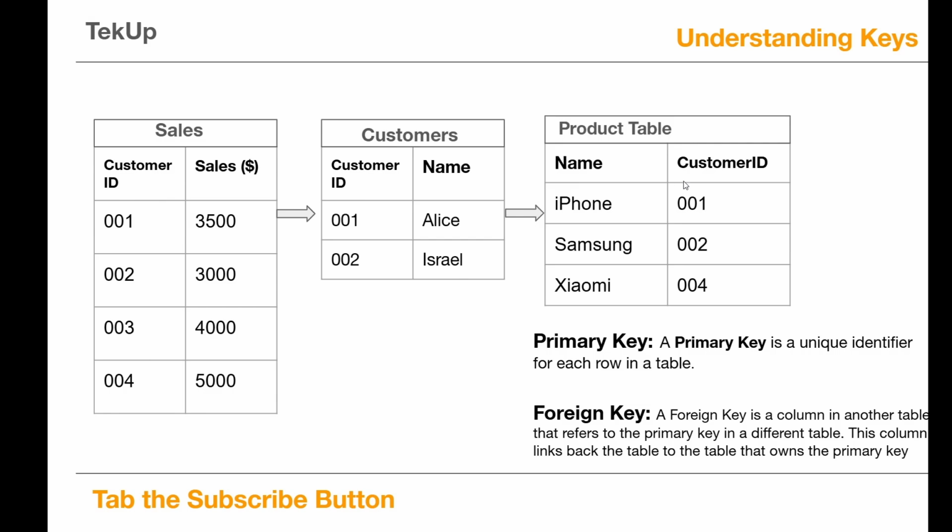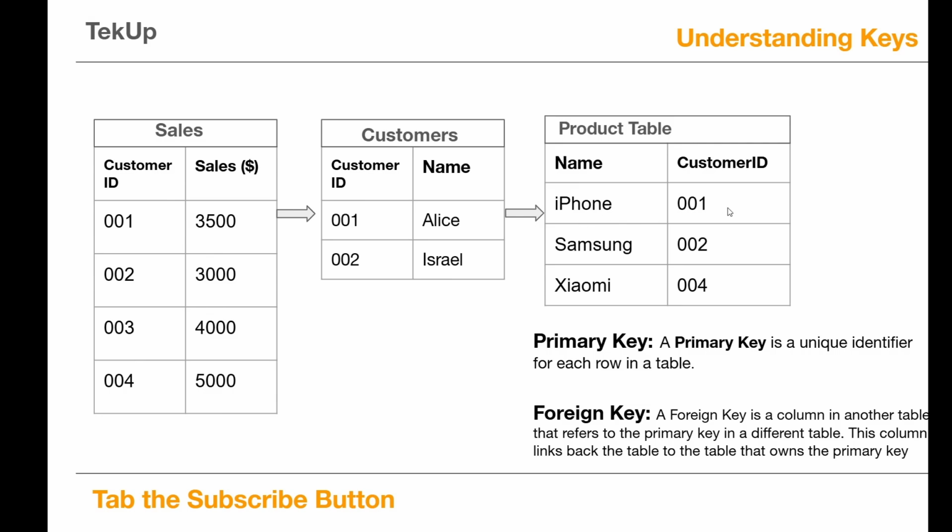Now, let's analyze that relationship better. When we look at 001, we can simply say the customer that bought an iPhone is Alice, because Alice is the customer with the customer ID 001. We can say the customer that bought the Samsung phone is 002, which is Israel, because Israel is the customer with the customer ID 002. Now, as you can see, a relationship exists between these two tables because of what?